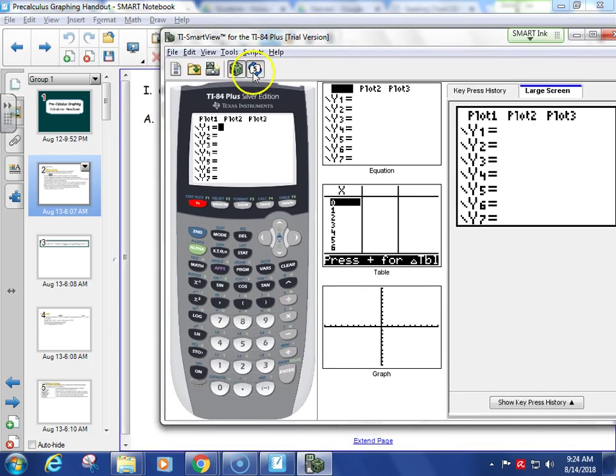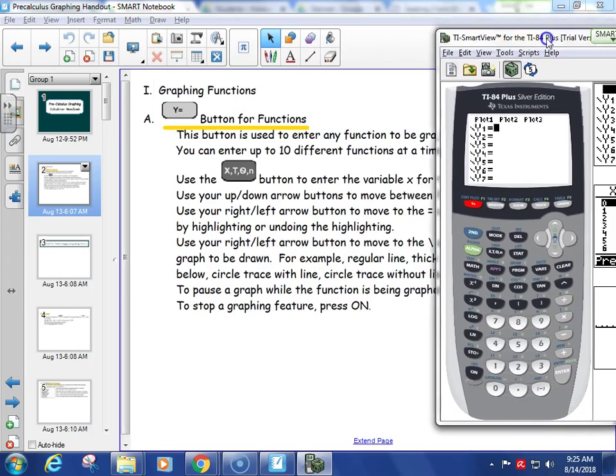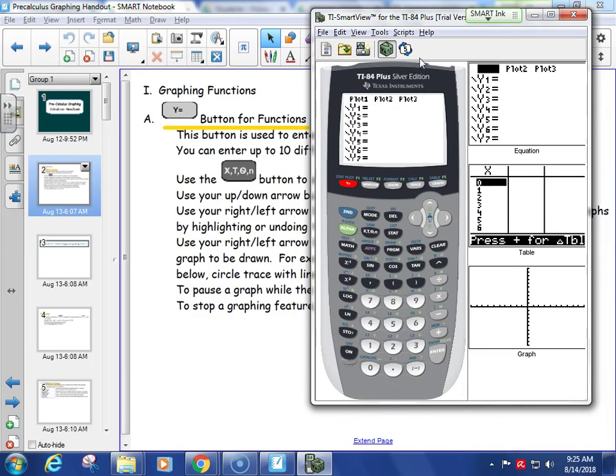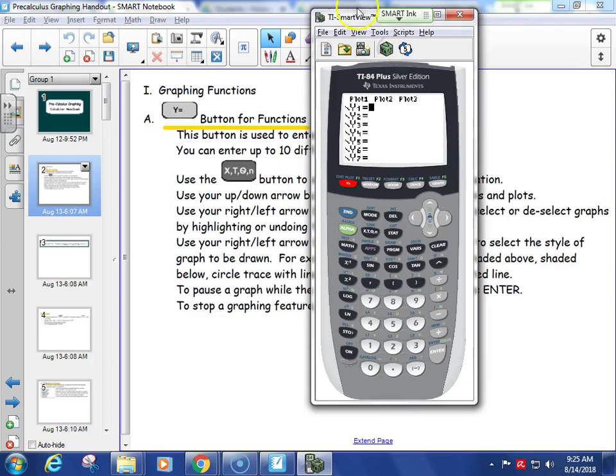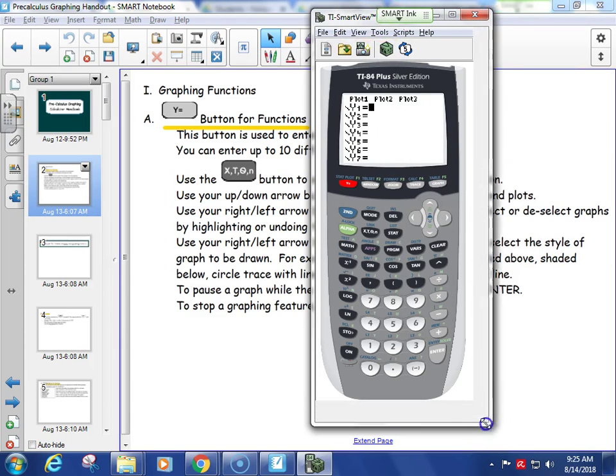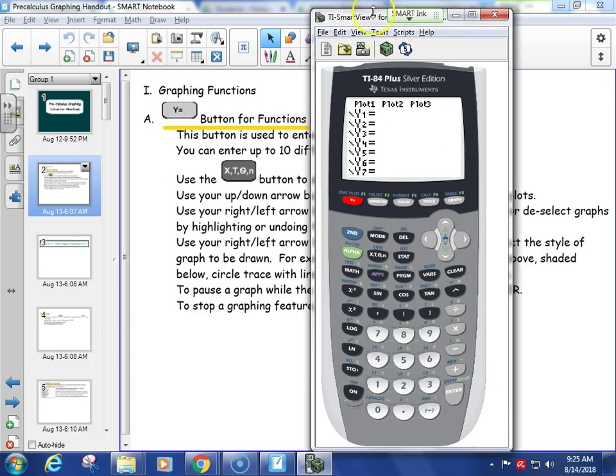If you're brand new to the calculator, there's a lot to learn as far as what to use. Variable buttons, et cetera. For those of you that have used the calculator for a while, some of this can go quite quickly.